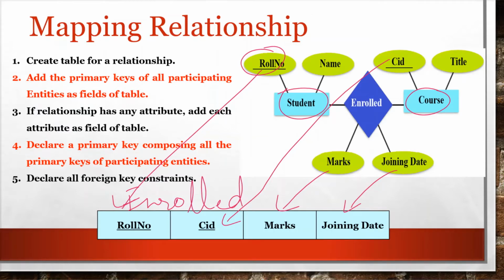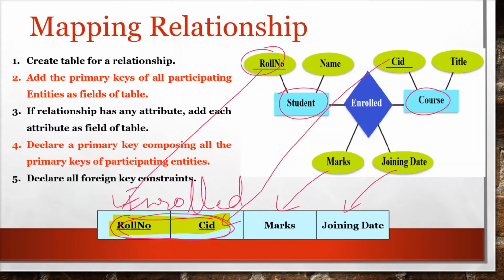Now for this table, roll number and CID are the foreign keys because they are the primary keys of the individual entities. So student roll number is the primary key here and CID is the primary key here, but in composition they combined form the primary key of the relationship table, right? This is the rule, and these are the rules to convert the relationship to an equivalent table. Here this complete ER diagram will have three tables, one for student, one for course, and one for the relationship.